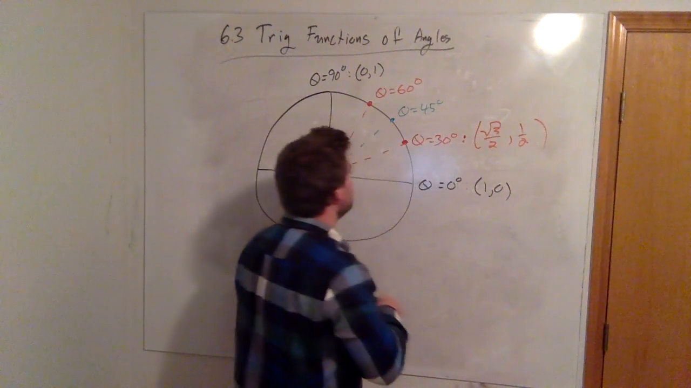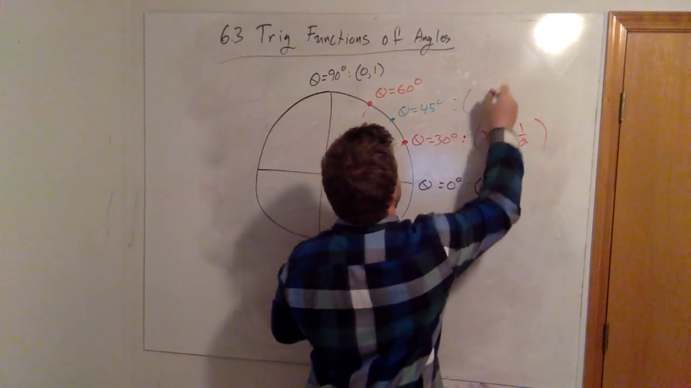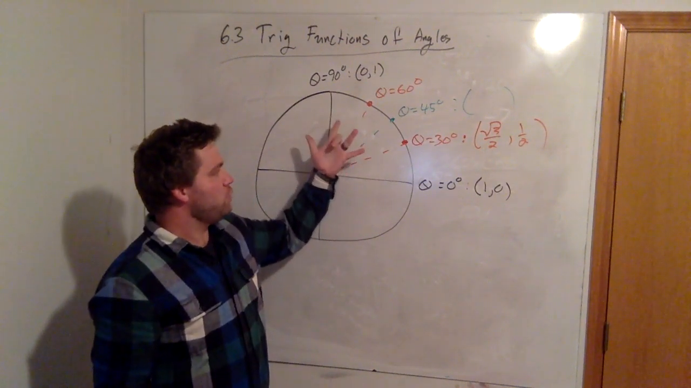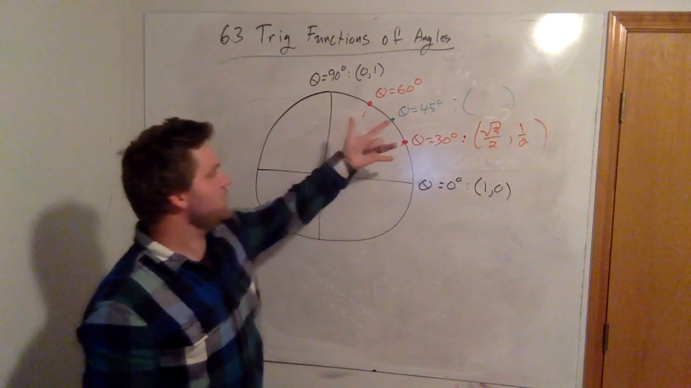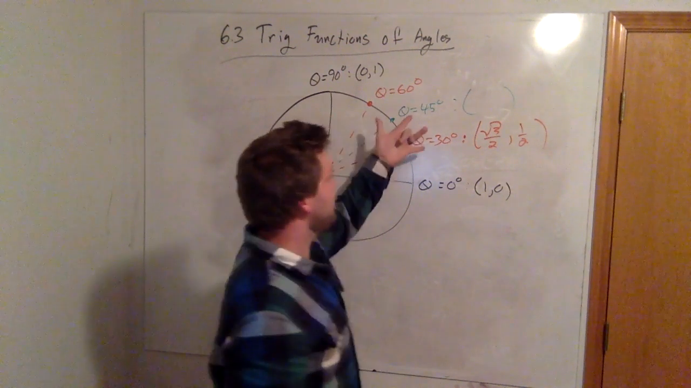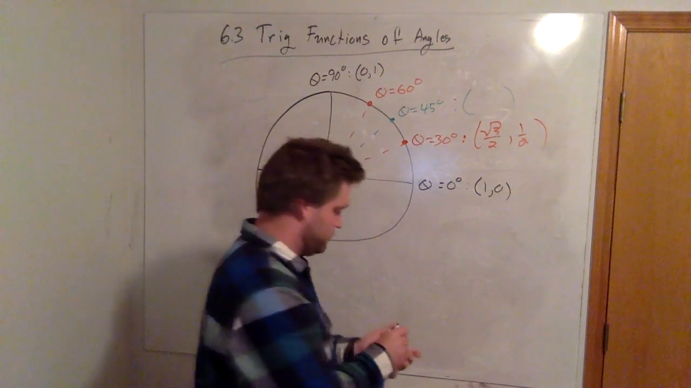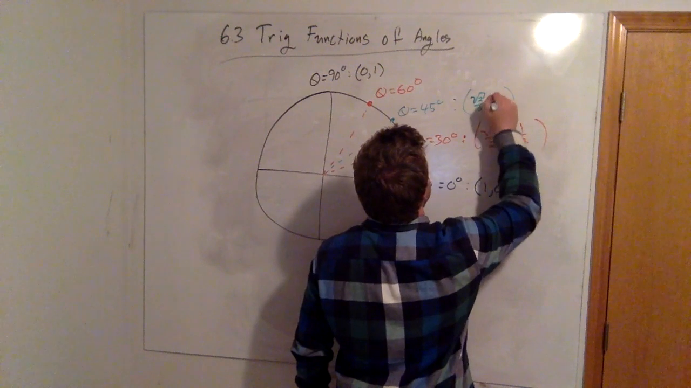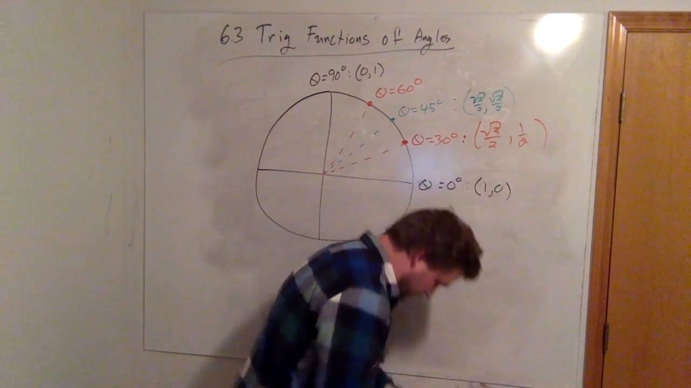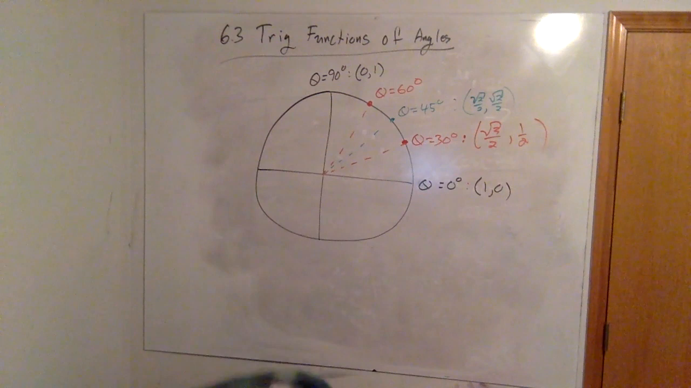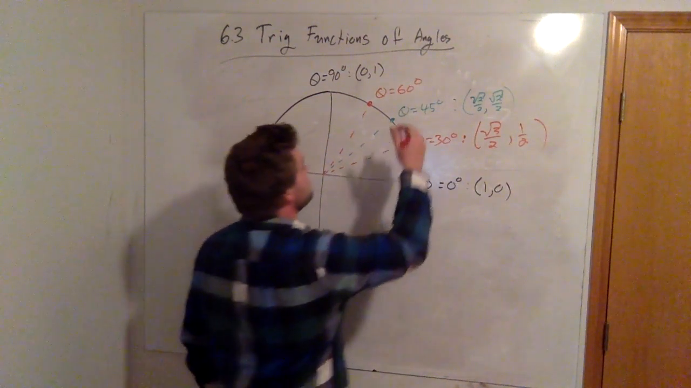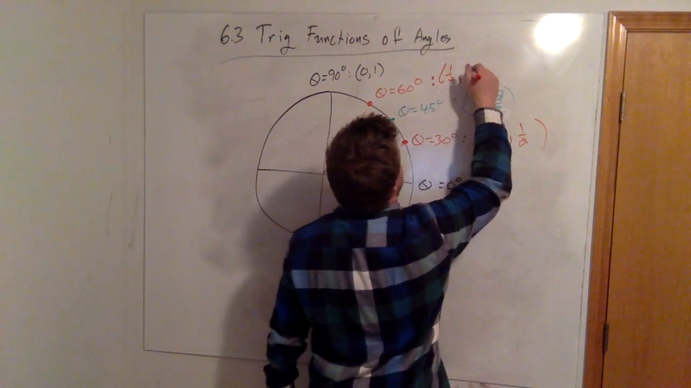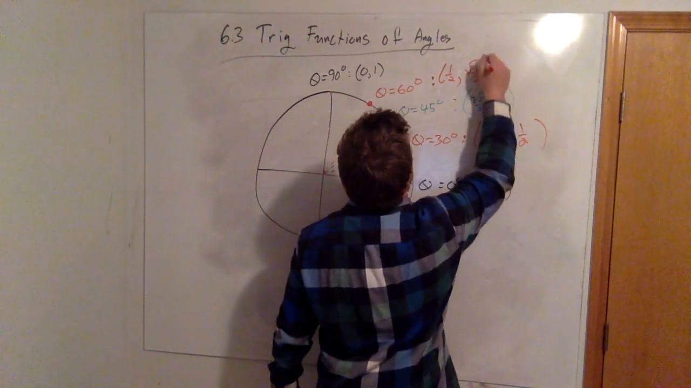Similarly, if you put down your 45 degree finger, the x-coordinate will be root 2 over 2 and the y-coordinate will be root 2 over 2, so cosine of 45 degrees will be root 2 over 2, and sine of 45 degrees will be root 2 over 2. And similarly, if you put down your 60 degree finger, you'll see that cosine of 60 degrees is 1/2, and sine of 60 degrees is root 3 over 2.